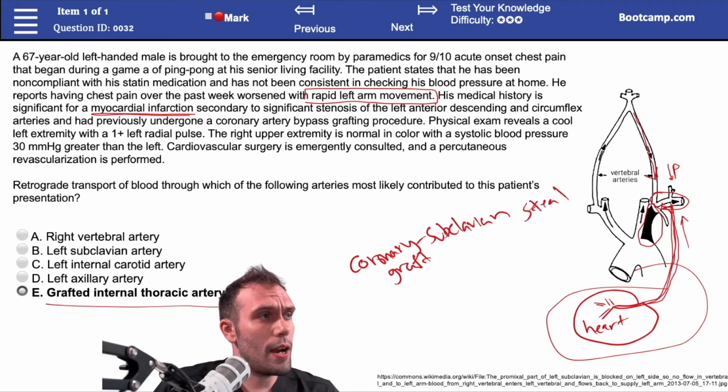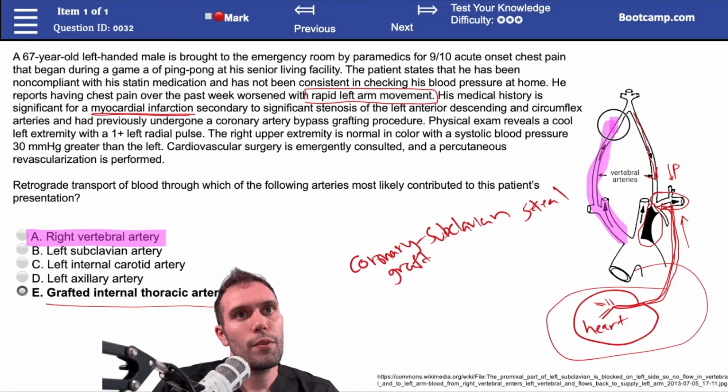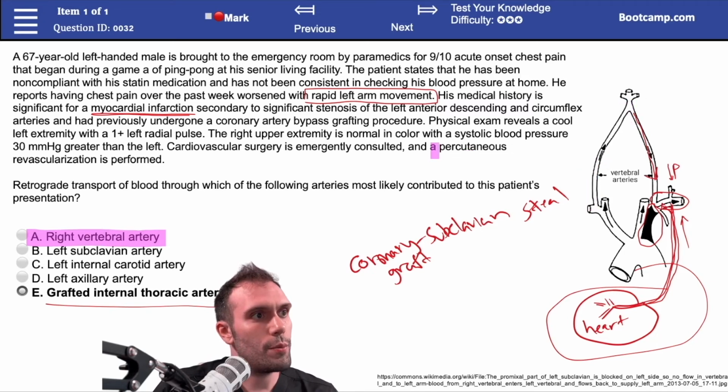Let's just go through the other options here really quickly. So right vertebral artery. I have no problems with ejection of blood going this way. It's really the retrograde transport down the left side that's happening because of this decreased pressure. So we wouldn't expect any retrograde flow through the right vertebral artery. If anything, we have more flow going in the correct direction in the right vertebral artery. The left subclavian artery shouldn't have retrograde flow. Overall, we have decreased flow through the left subclavian artery because of this area of stenosis. So that would not be correct.